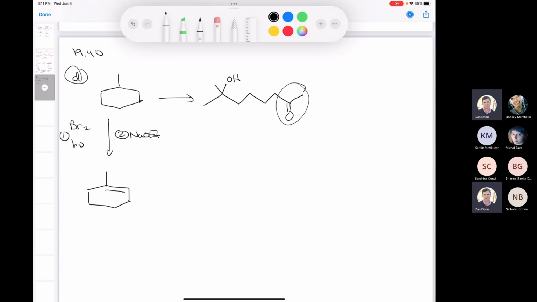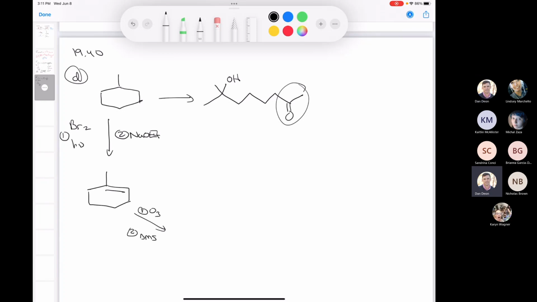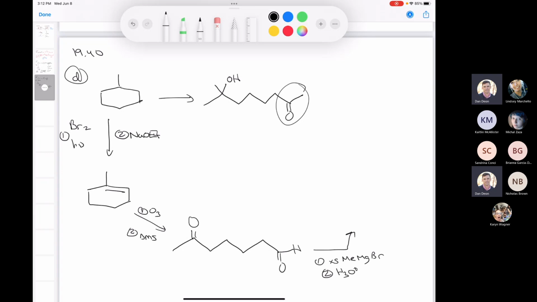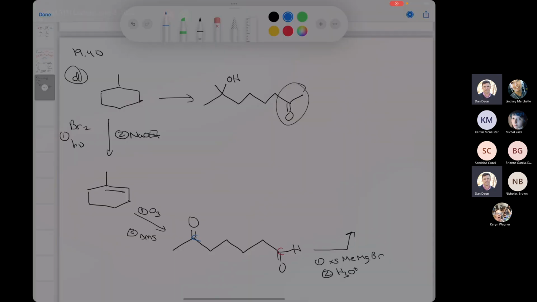1-methyl cyclohexene. Then we're going to treat that with ozone. So 1 is ozone, 2 is DMS, and then we end up with 1, 2, 3, 4, 5, 6, 7. So we have a ketone on this end and an aldehyde on this end. Now, if we treat that with a whole bunch of Grignard, so we'll put excess methyl magnesium bromide, followed by aqueous acid or water, then we're going to do the nucleophilic attack at this carbon and this carbon.